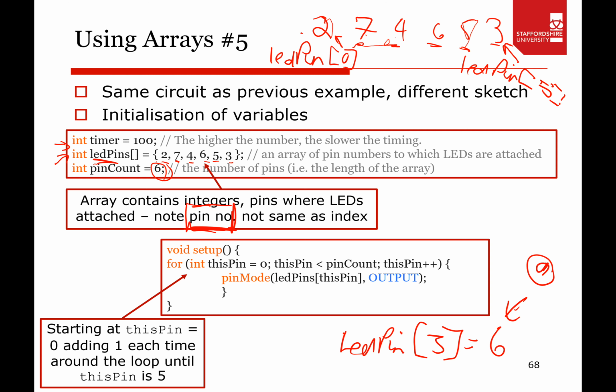So in the same fashion as the previous program, in the void setup, we are going to initialize each of the 6 pins in the array LED pins to output. In a similar way, for loop, int this pin equals 0, this pin less than pin count this time, this pin add 1 on. So LED pin 0.